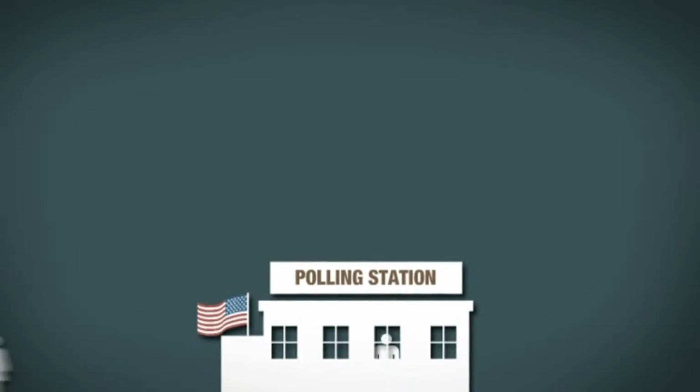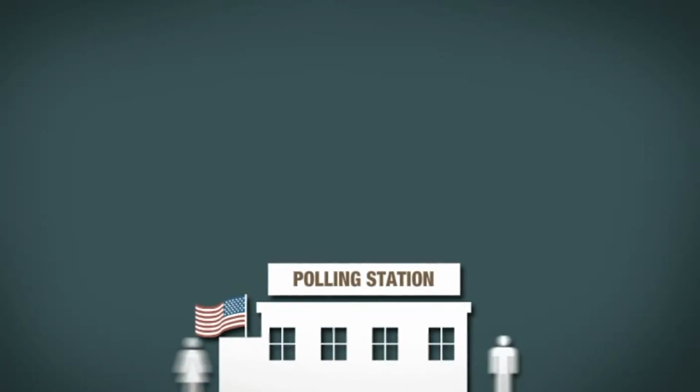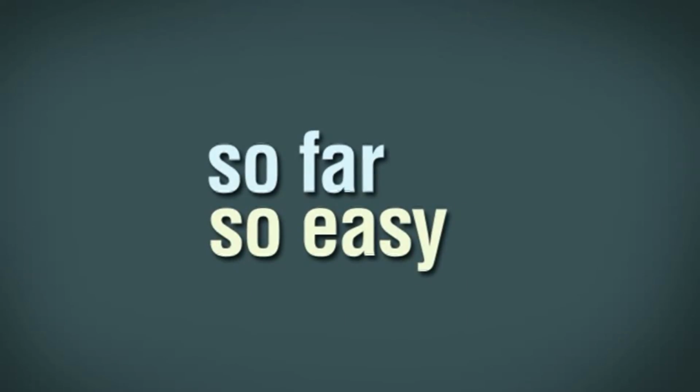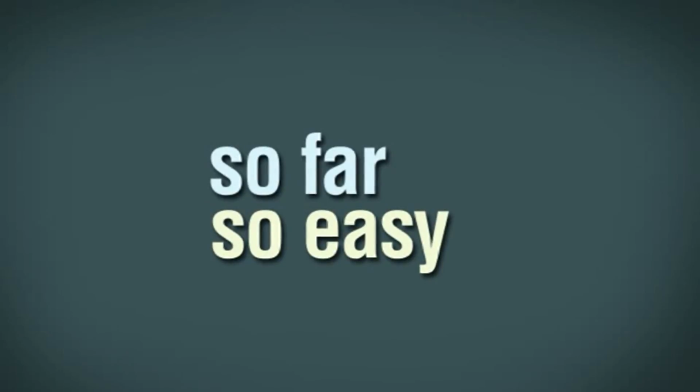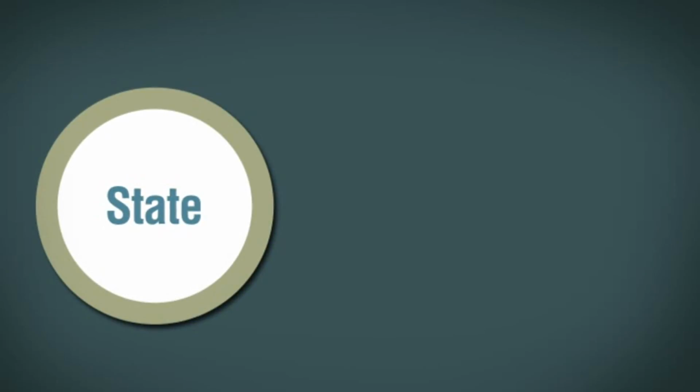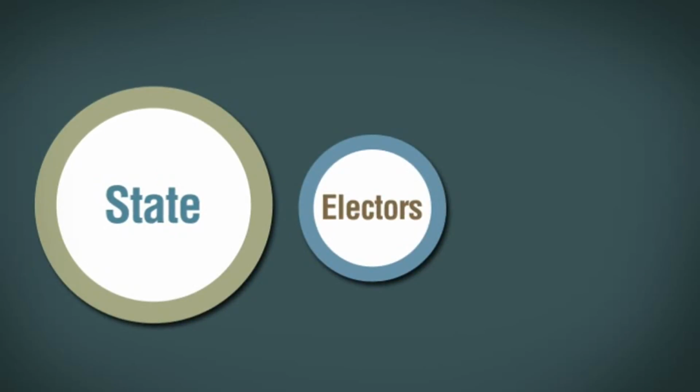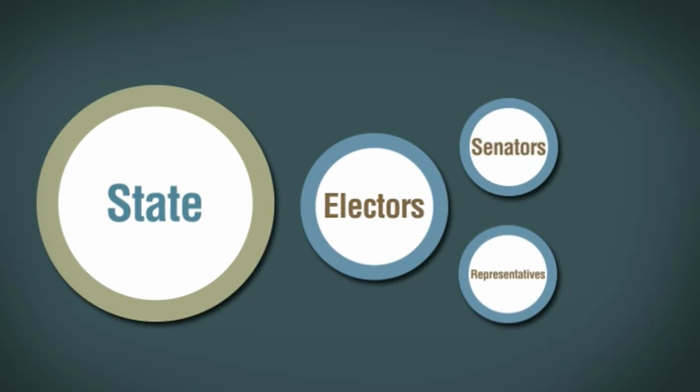When it comes to election day, the public go to the polls to vote for one presidential ticket. So far, so easy. However, the public don't vote directly for their choice of president. Instead, a system called the Electoral College is used. Each state is allocated a number of electors that will make the final choice. A state has the same number of electors as it does senators and representatives.